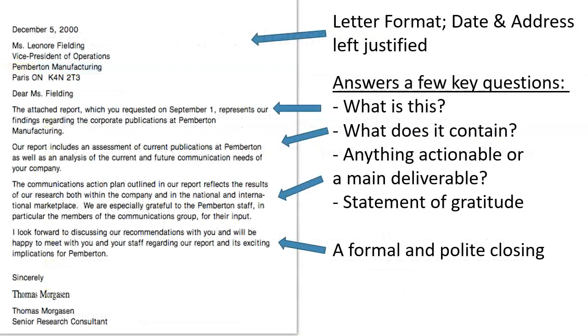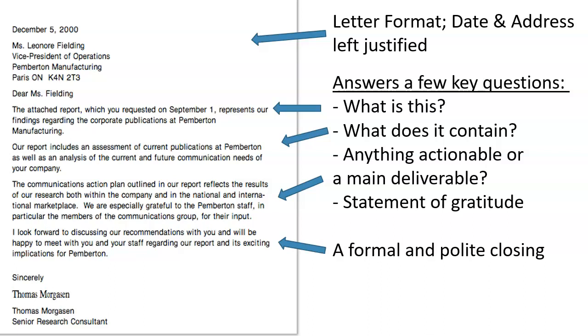Here we're looking at a sample letter of transmittal. You can see that this is from a business context. And what we have done on the right-hand side of this screen is to annotate the letter of transmittal to show you the different component parts of it.